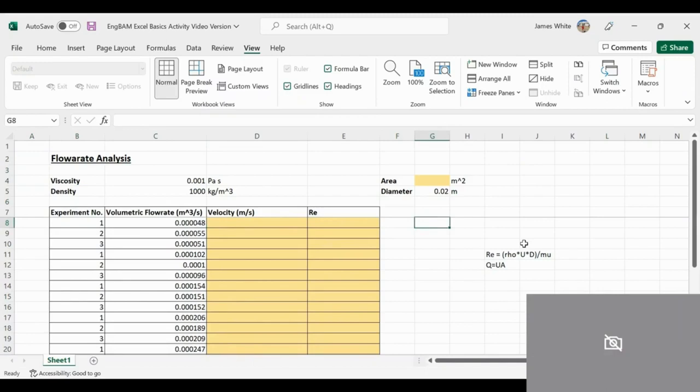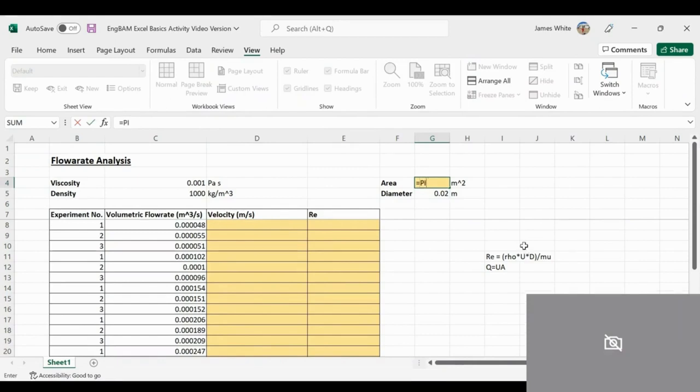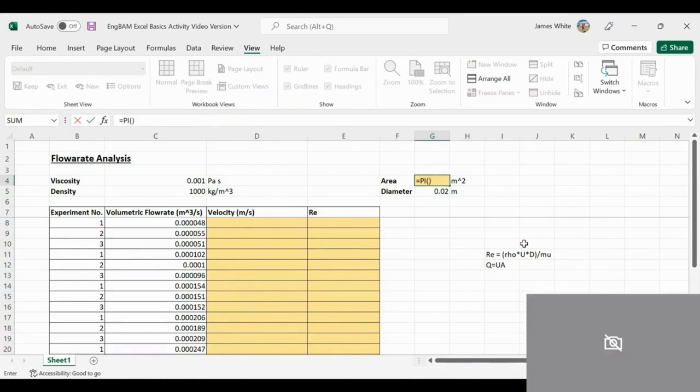The next step is to calculate the area. This is the cross-sectional area of the pipe. So we will need our equation for the area of a circle, which is pi r squared. And remember, we've got the diameter here. So we go into the cell, start with our equals, to enter pi. In Excel, you do pi and then open and shut brackets, multiplied by half the diameter squared. This is our pi r squared, and this gives us an area of 0.00314 meters squared. So this is your next bit done.